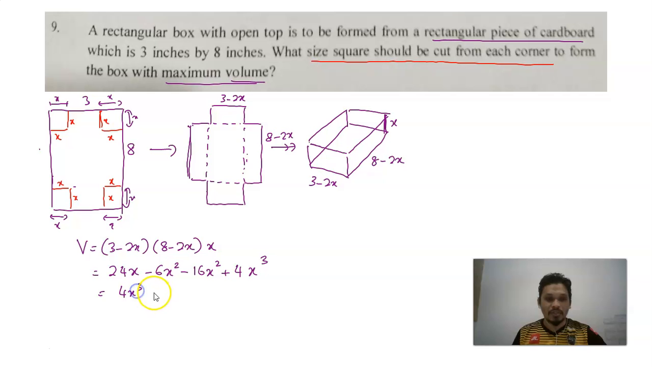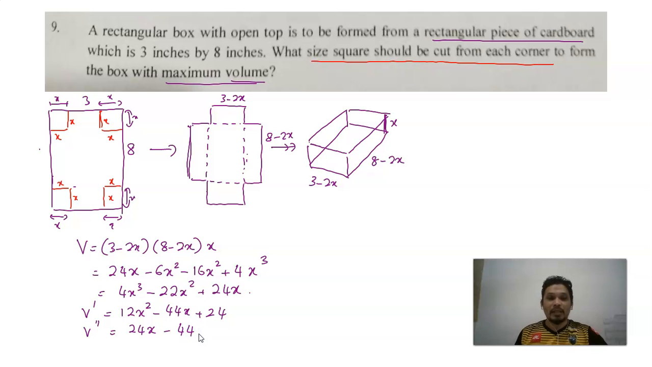So then 4x cubed. Negative 6 minus 16, minus 22x squared, plus 24x. Then V prime, dV/dx, equals 4 times 3, 12x squared minus 44x plus 24. Then V double prime equals 2 times 12, 24x minus 44. Okay, so now we are going to find the value of x from this V prime.